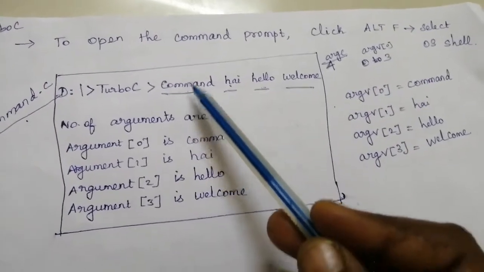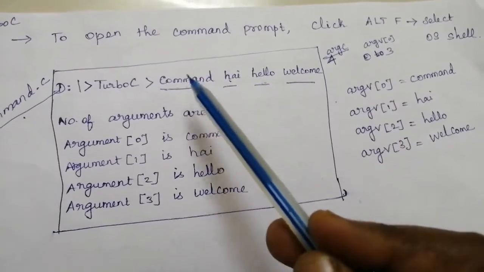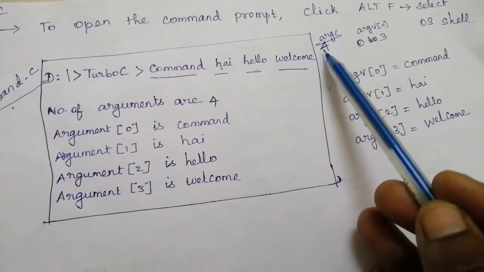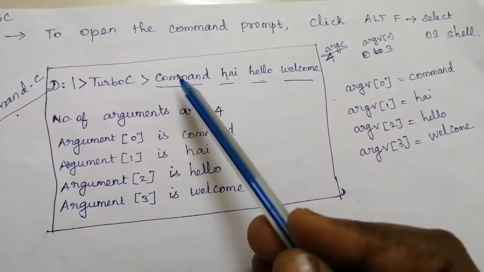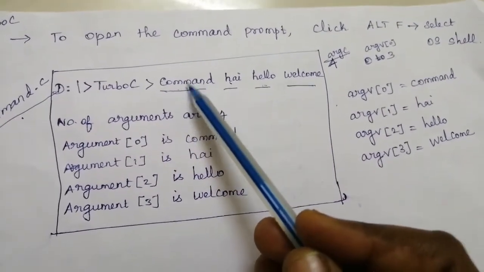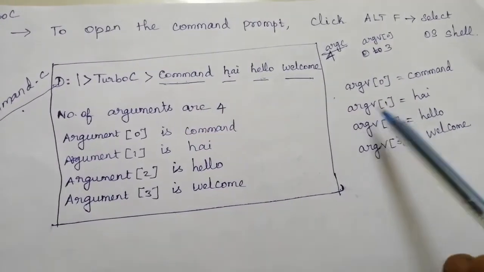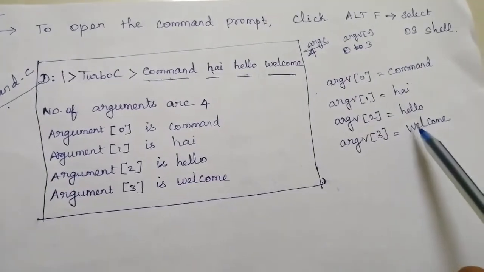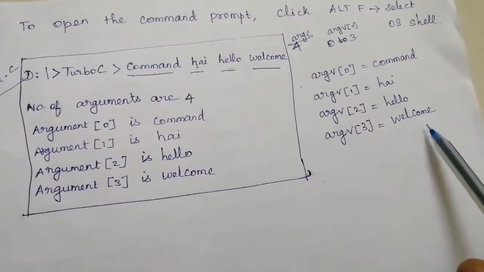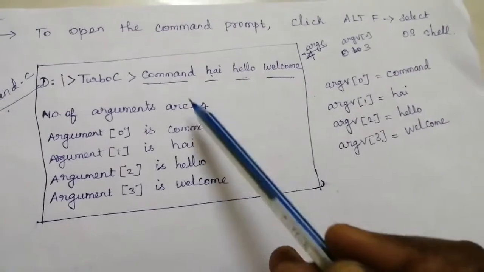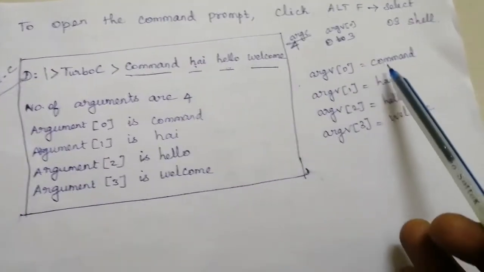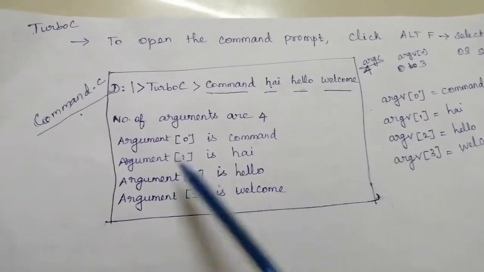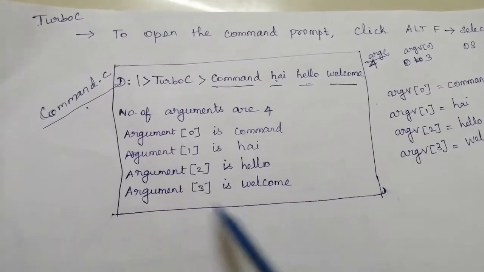Now you just count how many arguments there are. That value will be stored in the variable argc. So argc holds the value 4. Next, argv of 0 takes the argument command. argv1 takes hi. Next argv2 takes hello. Next argv3 takes welcome. So it has 4 arguments. The list of arguments will be command, hi, hello, welcome. While pressing enter, this information will be displayed on the screen.